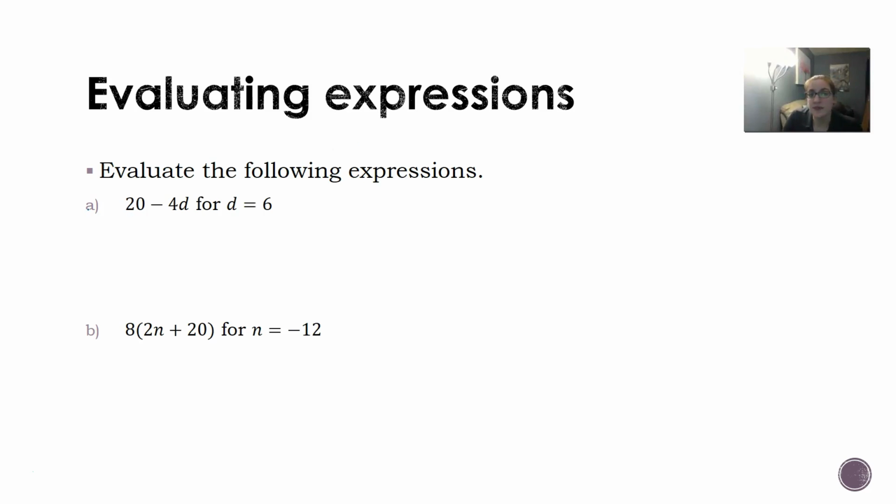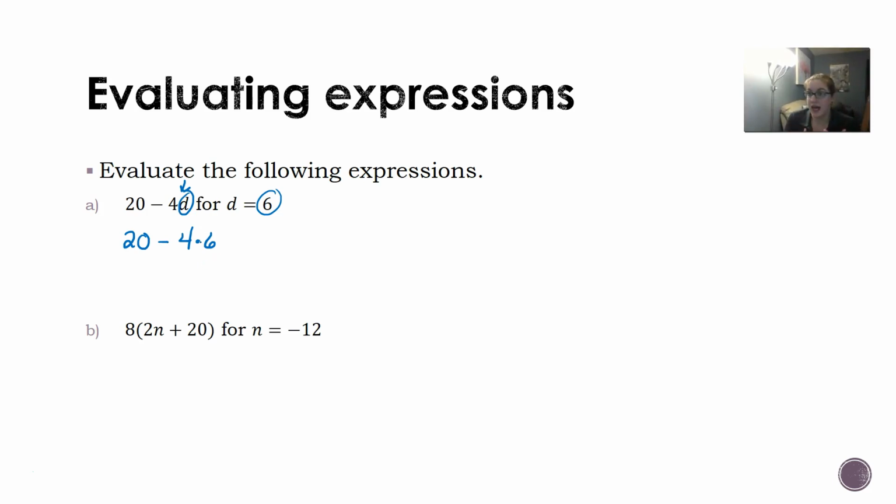In this first problem, we have the expression 20 minus 4d, or 20 minus 4 times d. And they're telling us that d equals 6. That means we need to take 6 and plug it in for d. So we're going to replace d with 6, and our expression becomes 20 minus 4 times 6. We've replaced d with 6.